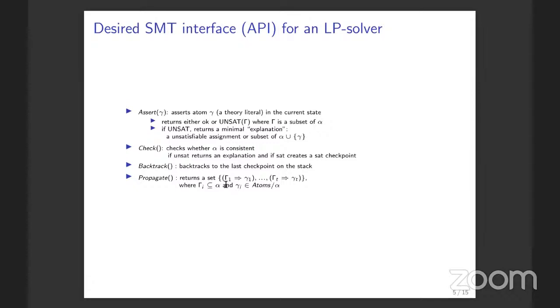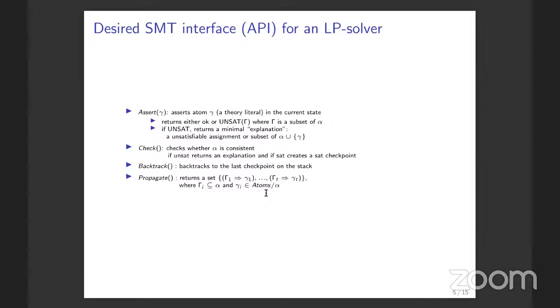So these theory propagations are valid consequences of some subset of the asserts that you have made so far. If they happen to infer some new literals, gamma i in this case, that are part of atoms, the set of all literals in your original formula, in your formula that you're trying to solve at the DPLL level.